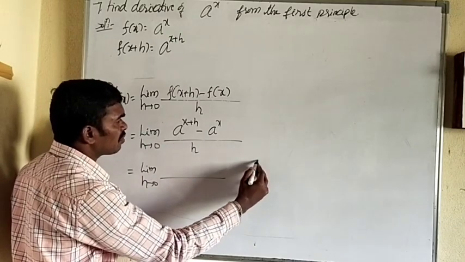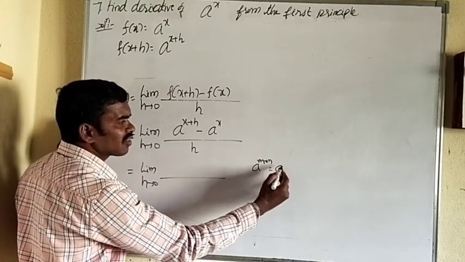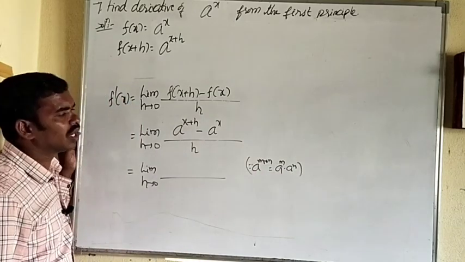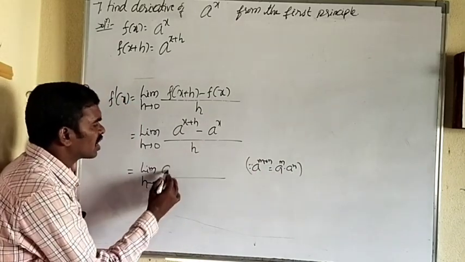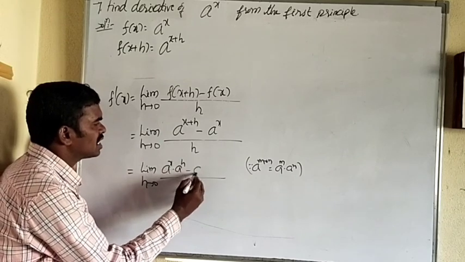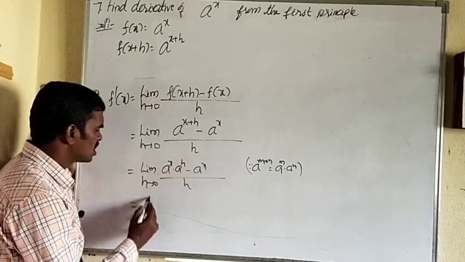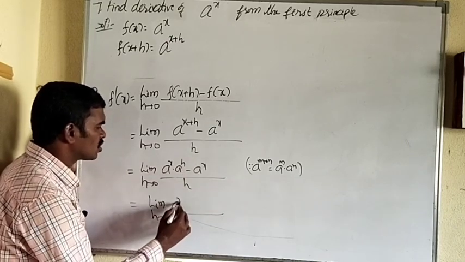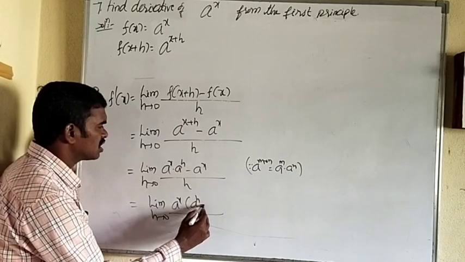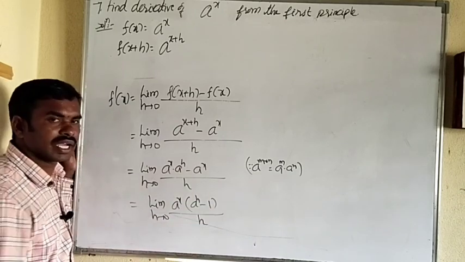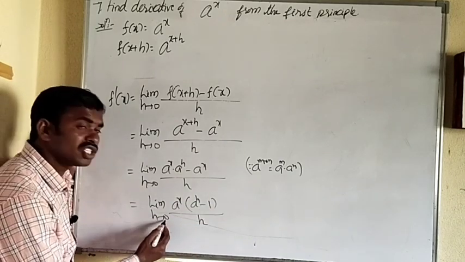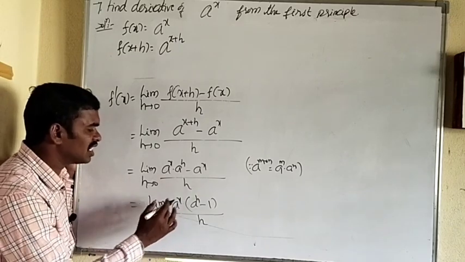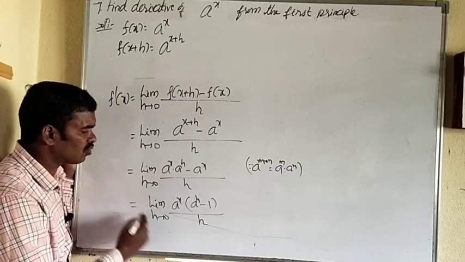See here, this is in the form of a power m plus n. So algebraic functions, a power m into a power n. Now in lower classes 6th, 7th only we learned that formula. So according to that we can write a power x into a power h minus a power x, by h as it is. What is common? So limit h tends to 0. In both, a power x is common. So take a power x common, then remaining is a power h minus 1 by h. See, this is h tends to 0. This is a power x. So a power x has no relation with h tends to 0. That's why we can write it outside.